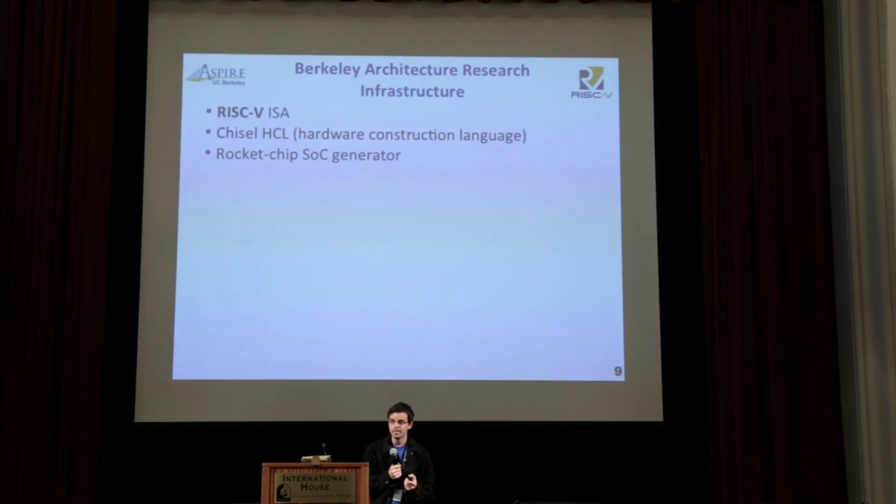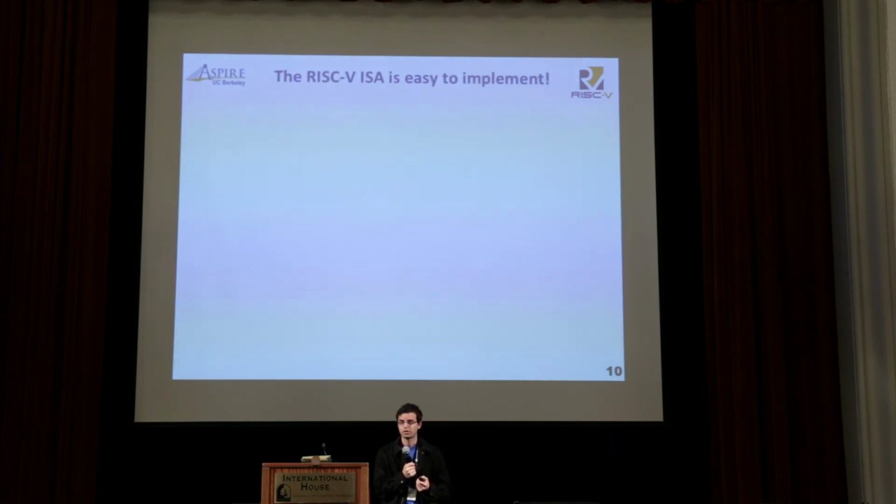So before I talk about what BOOM is, I want to talk about some of the infrastructure at Berkeley that's helped enable us to build something like BOOM: our RISC-V ISA, our Chisel hardware construction language, and our Rocket Chip SoC generator. Starting with RISC-V, it turns out it's really easy to implement.